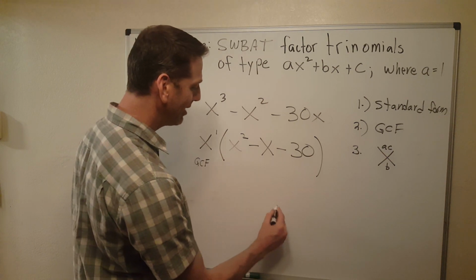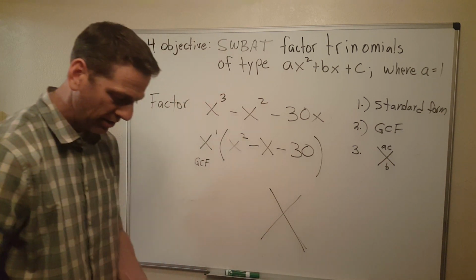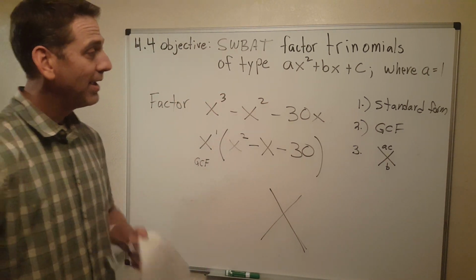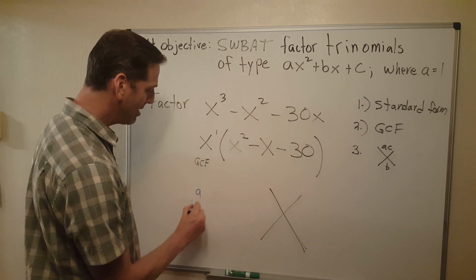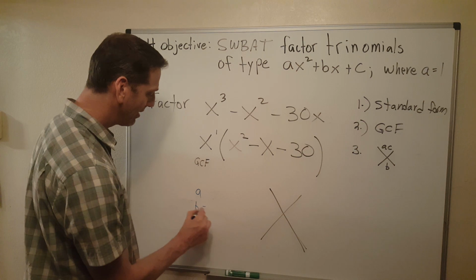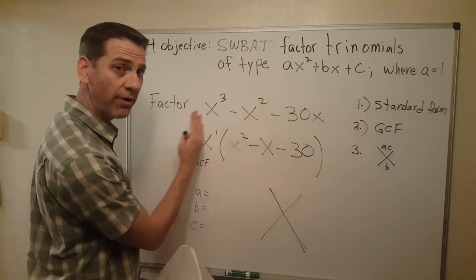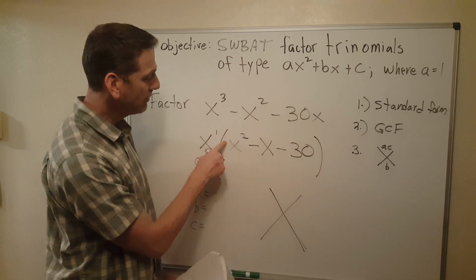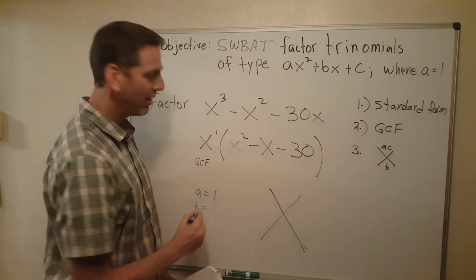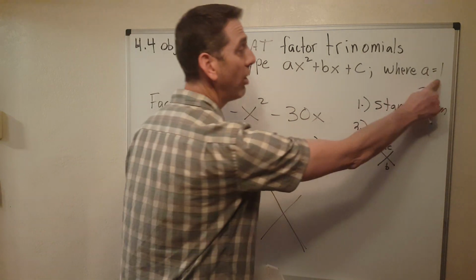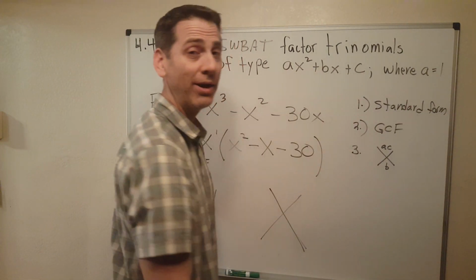Okay, so let's go ahead and set up our x. Let me use a different color here. My black is running out. And you got to know your ABCs. So what's A and what's B and what's C? Well, I'm just going to ignore this GCF over here for now. A is that number in front here, which is 1. And by the way, in this lesson, A is always going to be 1. Next lesson is going to be where it's greater than 1.